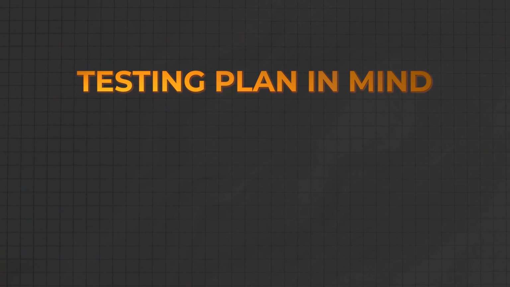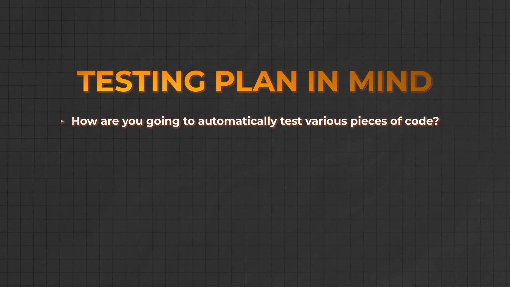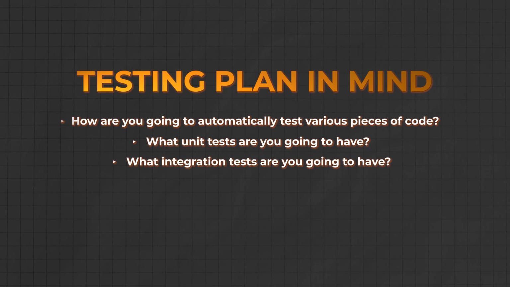It's not viable for you to retest every feature in the application anytime you make a change, and that's why you start to really rely on automated testing. Now, when you start creating these AI projects, you want to have a testing plan in mind. How are you going to automatically test various pieces of code? What unit tests are you going to have? What integration tests are you going to have? And how are these going to run automatically?